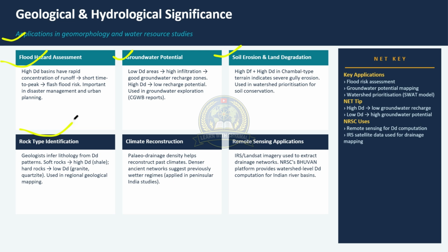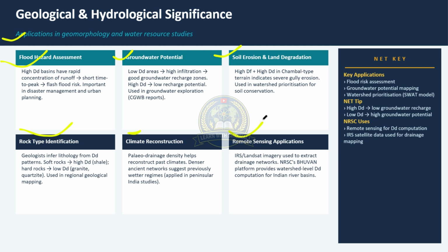Rock type identification: geologists infer lithology from drainage density patterns. Soft rocks mean high drainage density, like shale. Hard rocks mean low drainage density, like granite and quartzite. Used in regional geological mapping. Climate reconstruction: paleo drainage density helps reconstruct past climates. Denser ancient networks suggest previously wetter water regimes, applied in Peninsular India studies.